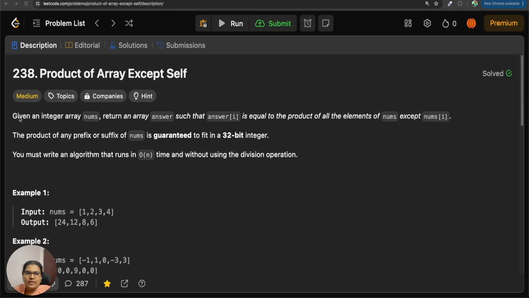Hi students, welcome back. Today we are going to look at the product of array except self problem on LeetCode. So let's look at the problem statement first.